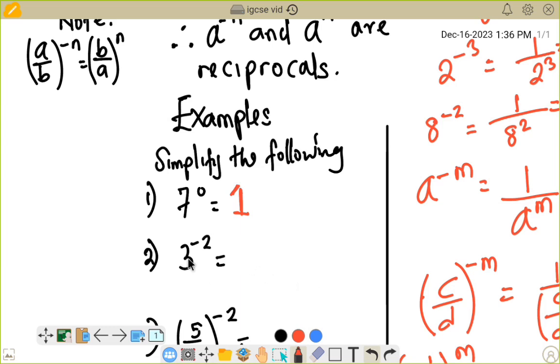Now in this other case, you have 3 raised to the power minus 2. To flip it, you just write 1 first, divided by the same thing, but don't include the negative sign. That will be 3 raised to the power 2. Then this will be equivalent to 1 over, now 3 raised to the power 2 is 9. That's 3 times 3, 9. So that will give you 9 as your answer. So 3 raised to the power minus 2 is equal to 1 over 9.